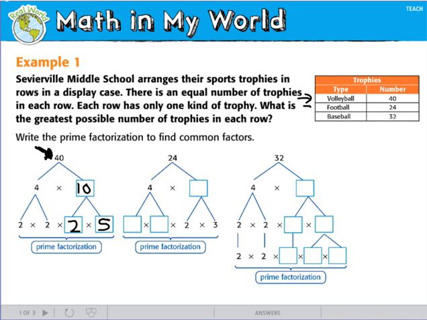Doesn't really matter. Then we come over here, we have 24. This is the football trophies. 6. 4 times 6 is 24. Thank you, Richie. Use your hand. 2 times 2 is 4. Remember what I said about factorization? Look, we already did 4 over here. So here's 4 again.